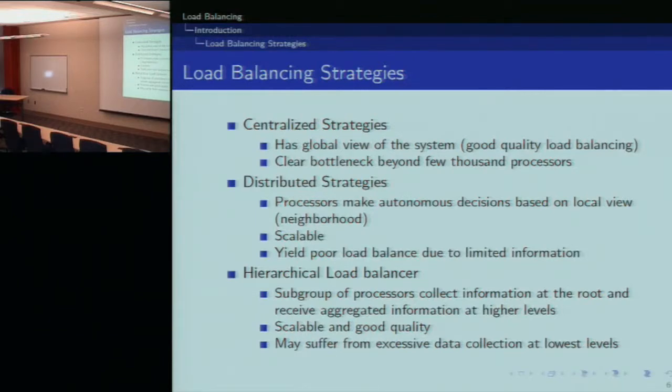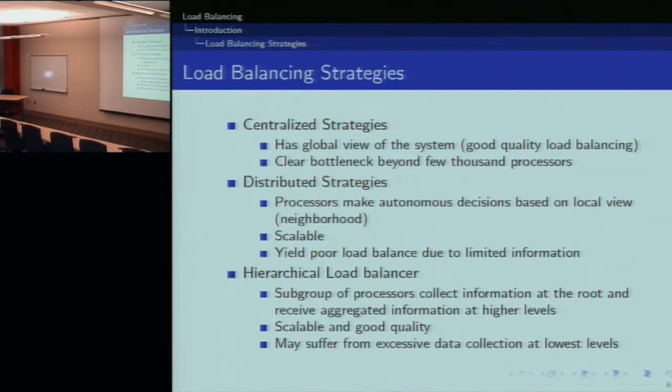Alternatives to the centralized strategies are the distributed strategies, which are very scalable, but use only neighborhood information to perform autonomous decisions. Because it has a limited view of the system, only its immediate neighborhood, it doesn't usually yield good load balance. Examples of these distributed strategies are the diffusion-based strategies.